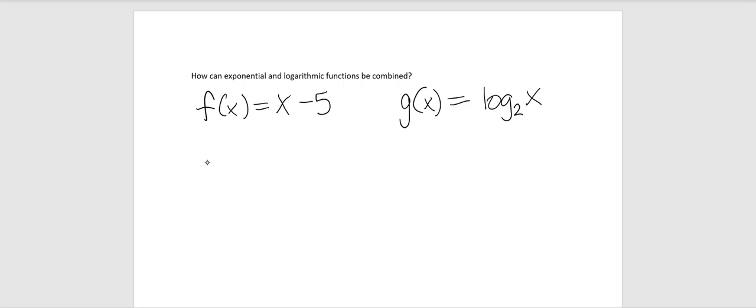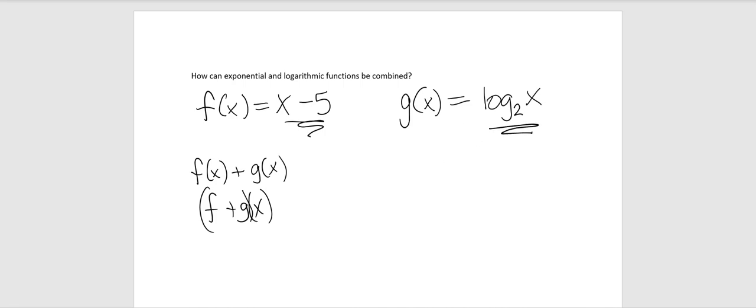So if we wanted to add the two functions, you would see f of x plus g of x, or you could see f plus g of x. Either one of these would represent that we want to take what f of x is equal to and just combine that or add that to what g of x is equal to.